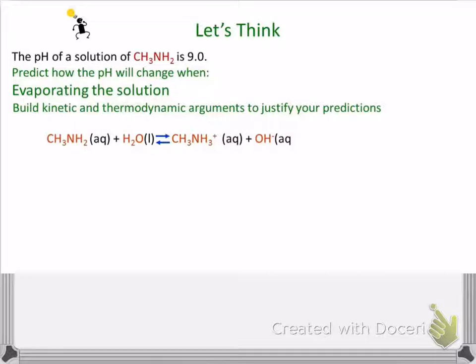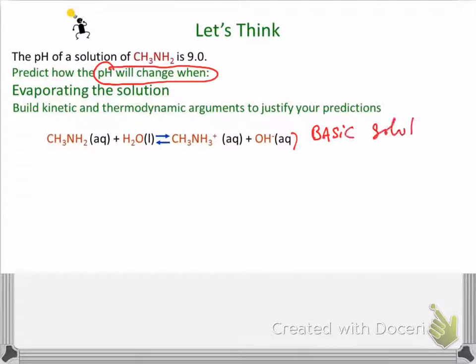And the same with Q. Q is going to have products over reactants. They're both becoming more concentrated by the evaporation, but we need to look at the magnitude of change. Is the numerator changing more than the denominator? All right, so let's do that.